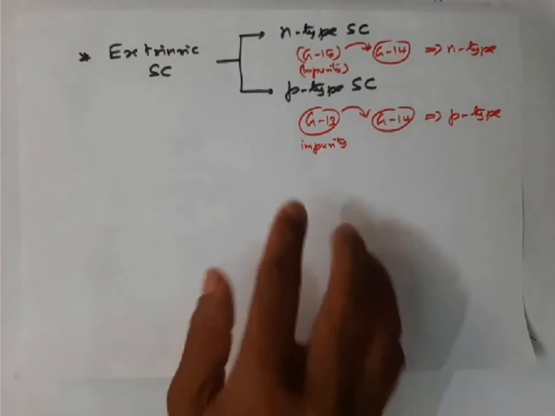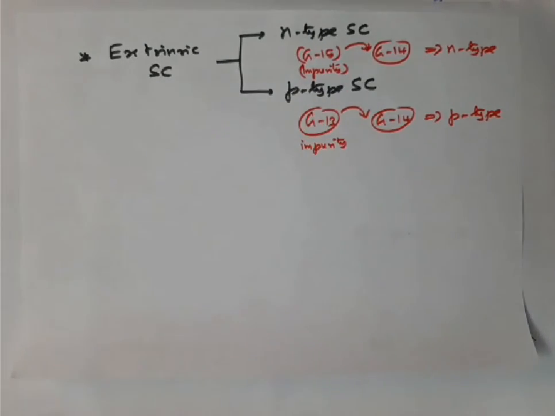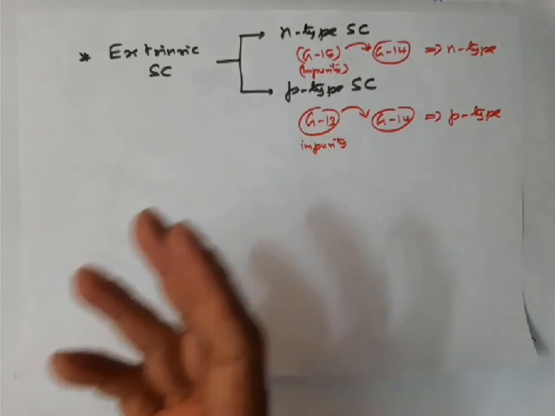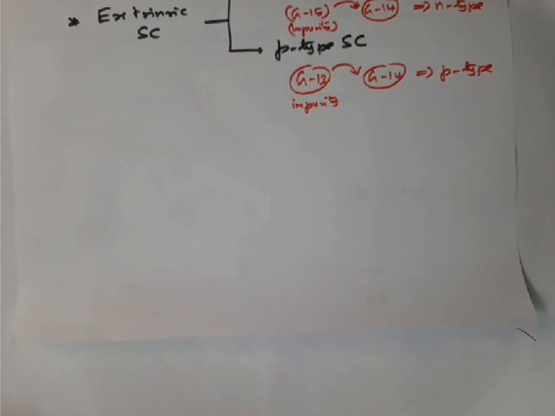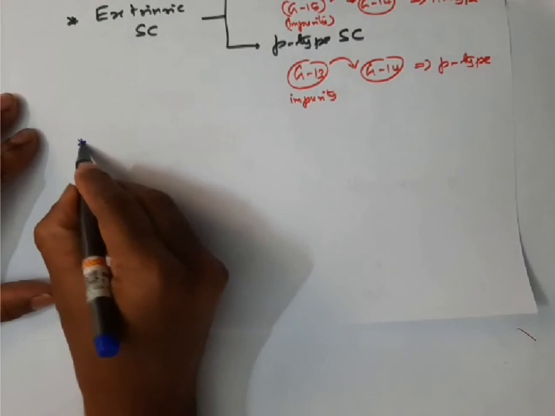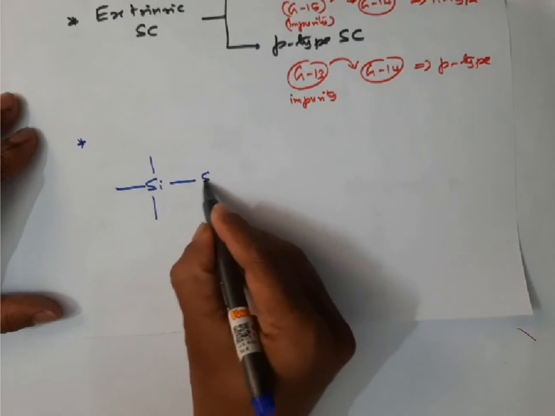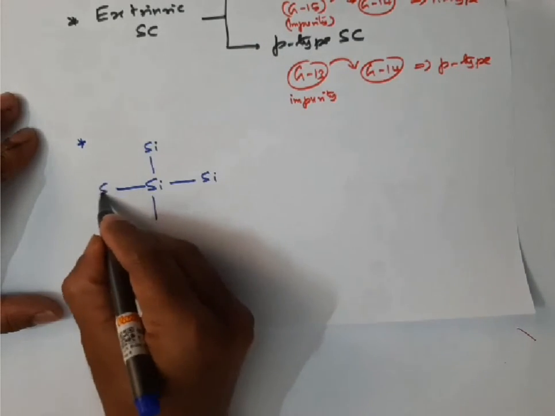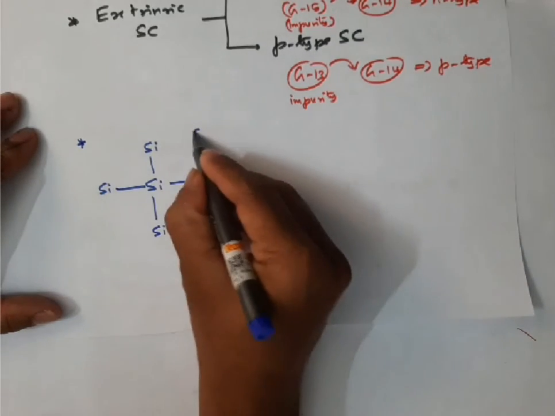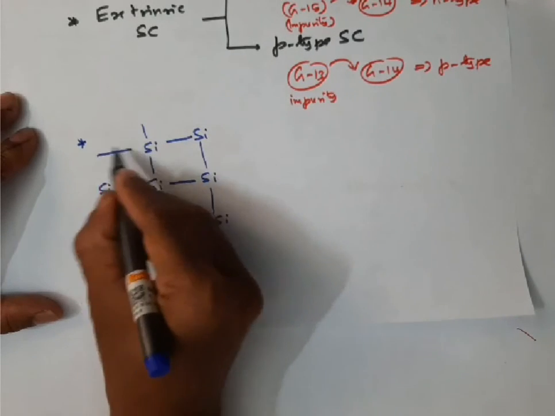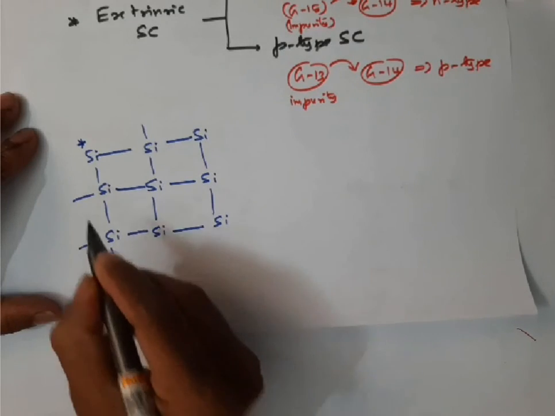Now, what's the reason for the symbol N and what is the reason for the symbol P? I have told you N means negative, P means positive. Why is it negative, why is it positive? The reason is this. Students, observe this carefully. In the pure silicon crystal, each silicon atom is connected with adjacent silicon through covalent bonds. There are a lot of covalent bonds.